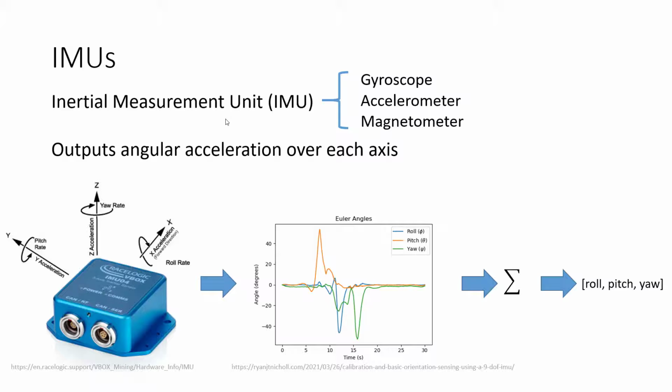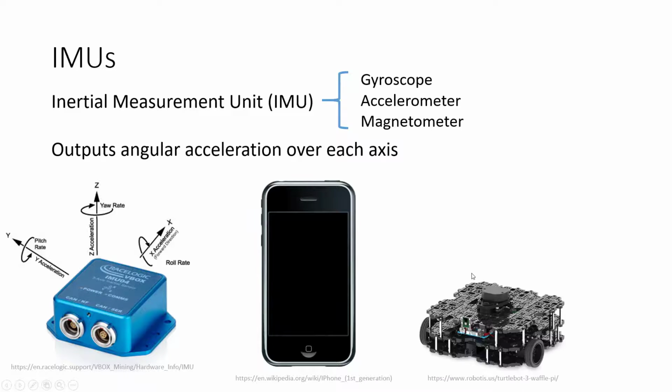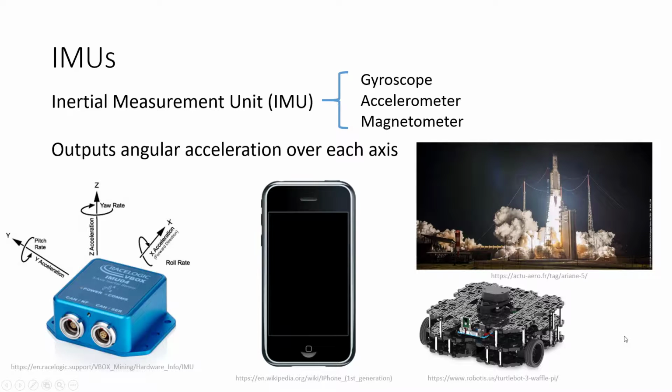IMU stands for Inertial Measurement Unit, and they're a combination of 3 individual sensors. An IMU outputs angular acceleration, so as some system rotates, this sensor can detect the acceleration along each axis, and then we can simply integrate that data to obtain the orientation of the system. IMUs are incredibly common sensors because there are so many applications where you want to know the orientation of some system. You'll find them in pretty much all smartphones, even dating back to the first iPhone. They're used in pretty much all mobile robotics because they're very accurate at giving us the robot's direction, and they're even used to help guide heavy aircraft.